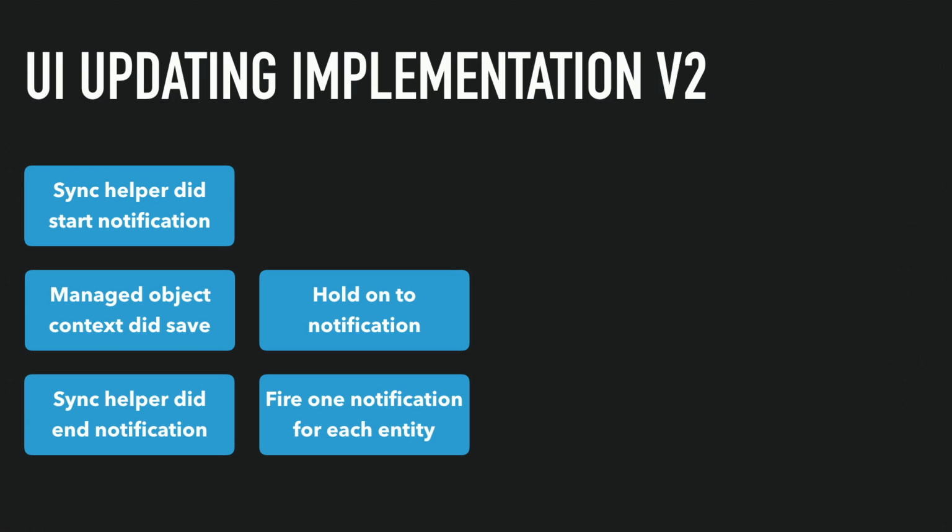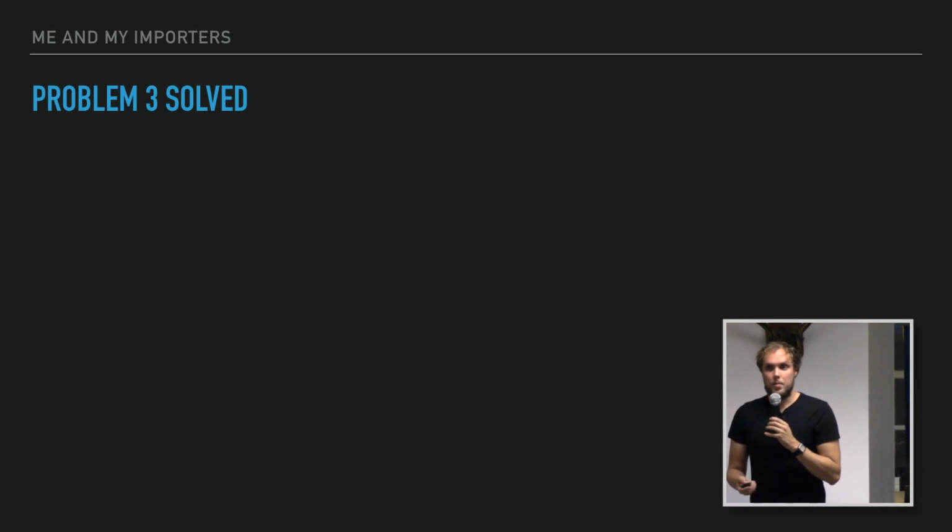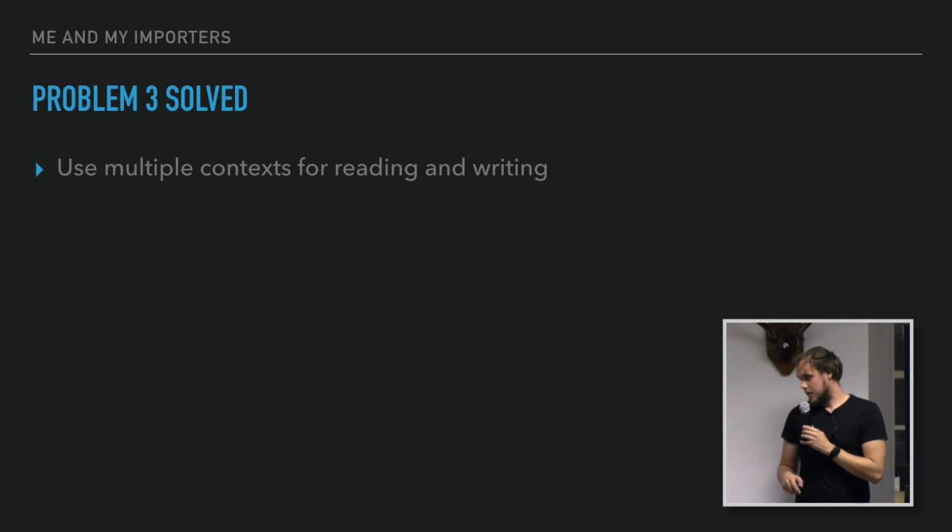Because why fire 5 notifications for events if the result is going to be 5 refreshes of your UI? And it's not like 5 different places listen for slightly different events. So one notification for each entity was sufficient. And that solved my third problem. The UI wasn't flashing anymore.